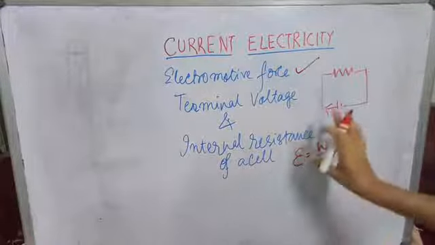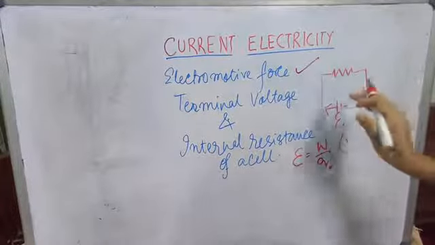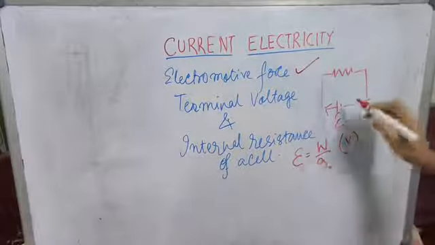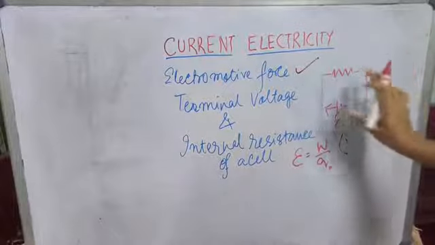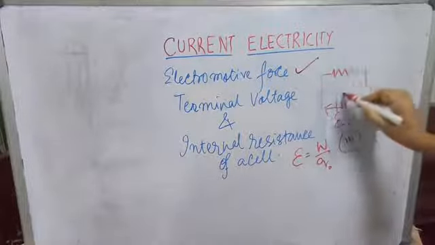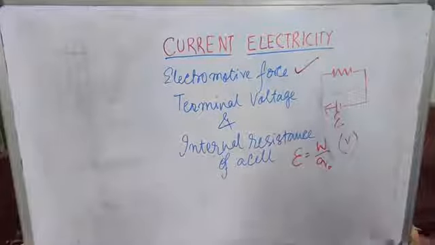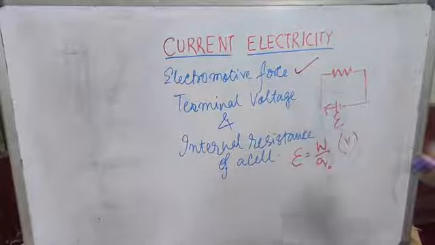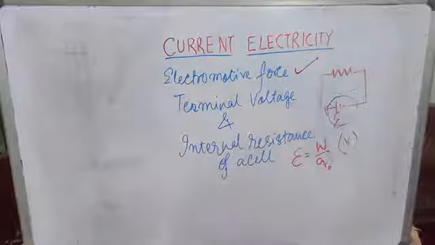Now, what is this EMF and how is it used up? To understand this, when the charge flows through a circuit, work is done. A part of that work is done to overcome the external resistance, and part of the work is done to overcome the internal resistance of a cell. What do you mean by the internal resistance of a cell?